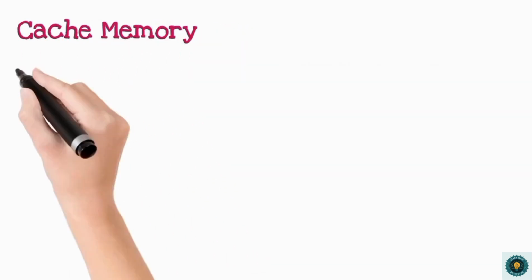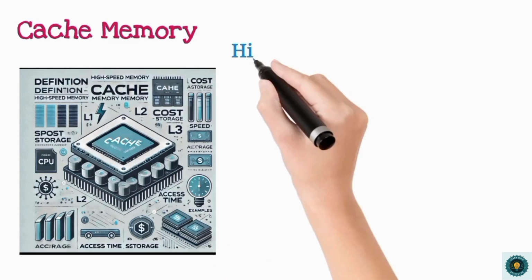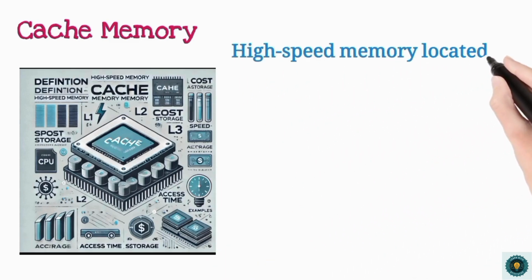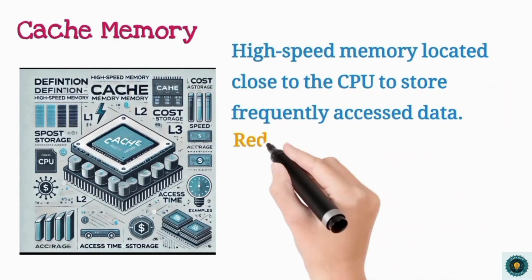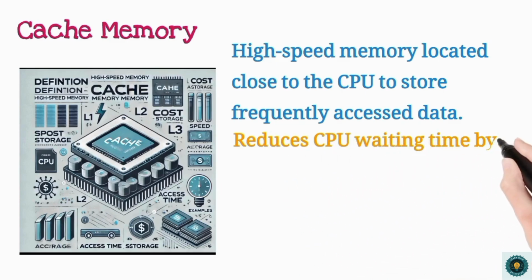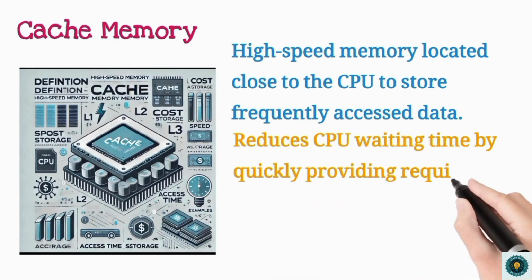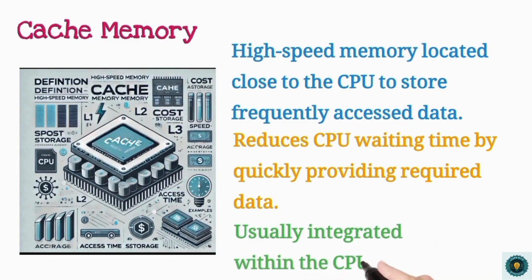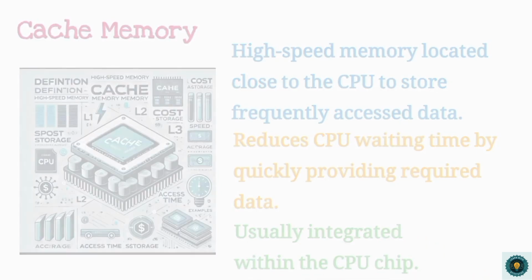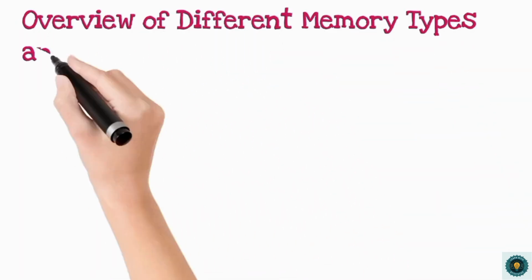Cache memory. It is a high-speed memory located close to the CPU to store frequently accessed data. It reduces CPU waiting time by quickly providing required data. It is usually integrated within the CPU chip. Overview of different memory types and their characteristics.